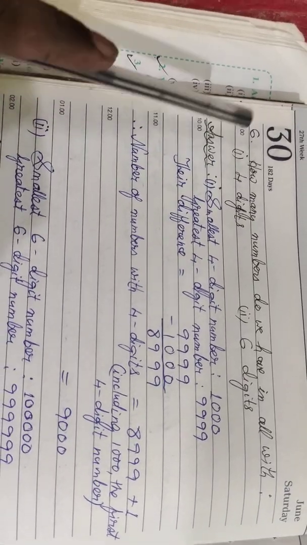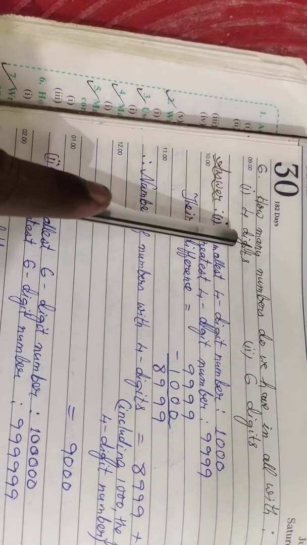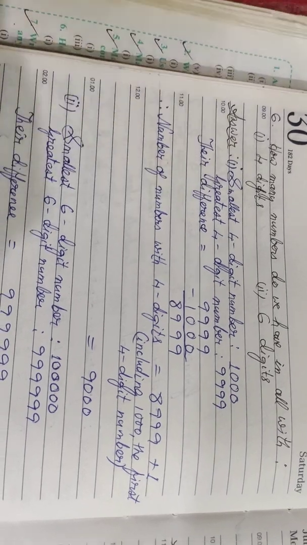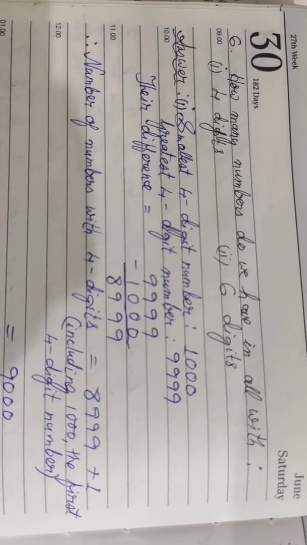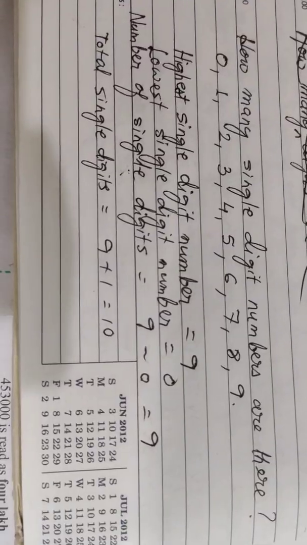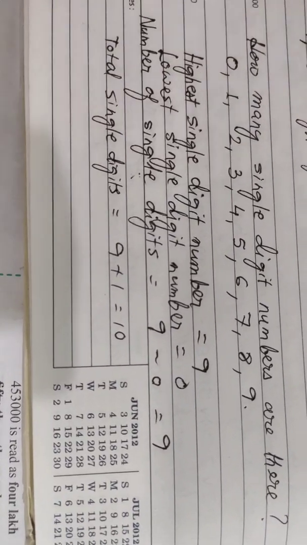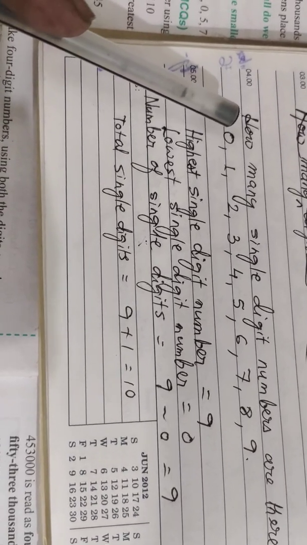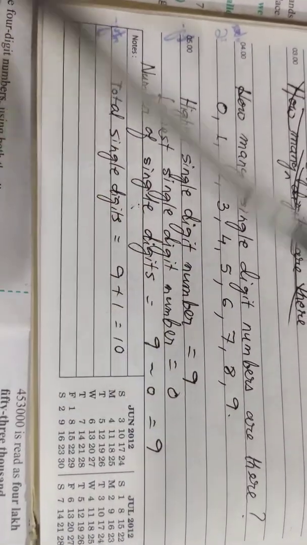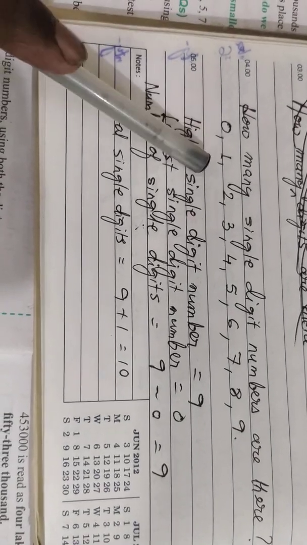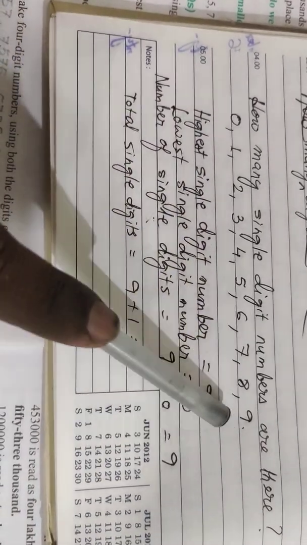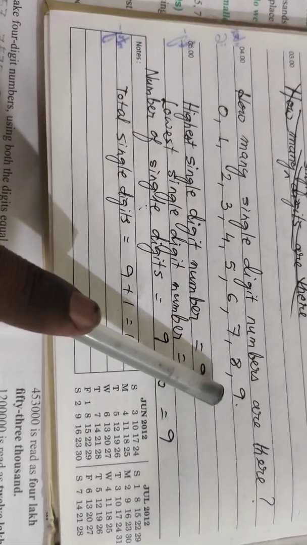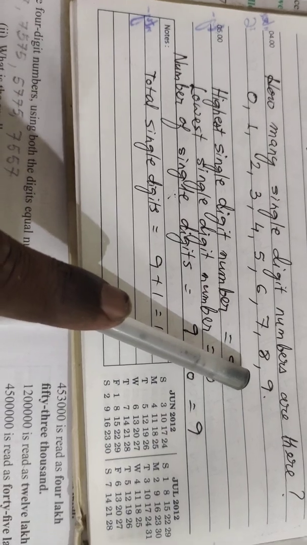Next question, number 6, says: how many numbers do you have in all with 4 digits? Now to understand this one, let me first take you to the basics. How many single digit numbers are there? Single digit numbers are 0, 1, 2, 3, 4, 5, 6, 7, 8, 9. After 9 is 10, which is a double digit number. The highest value of a single digit number is 9.